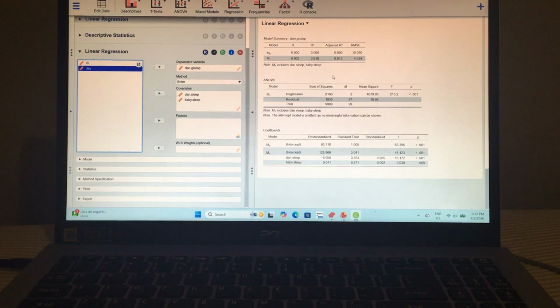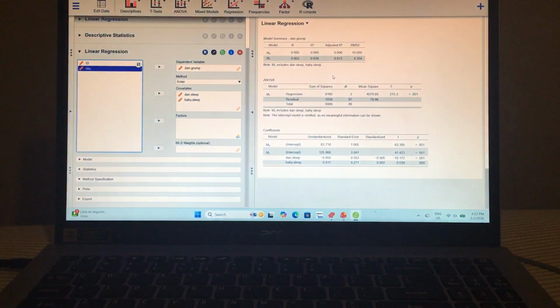So with our coefficients table at the bottom, now we're on page 18 of 19. So that third table, as with our simple linear regression, we can ignore the row labeled M0, which is the null model. Okay, so that top row does not include any independent variables, okay? So we want to focus on M1.